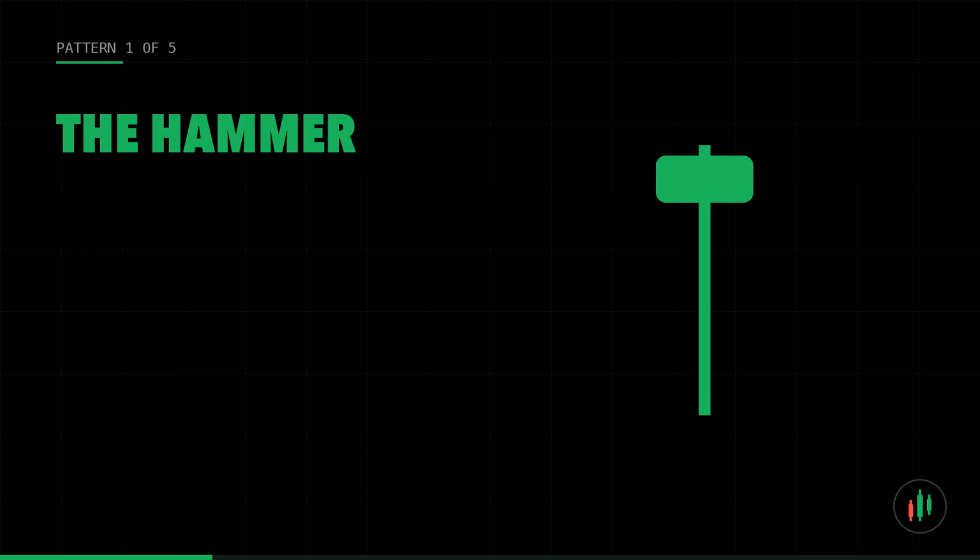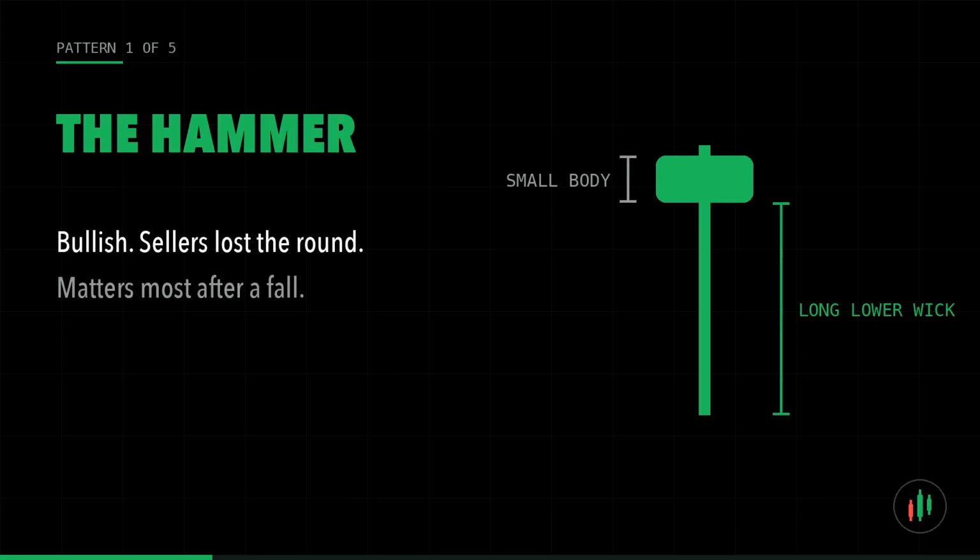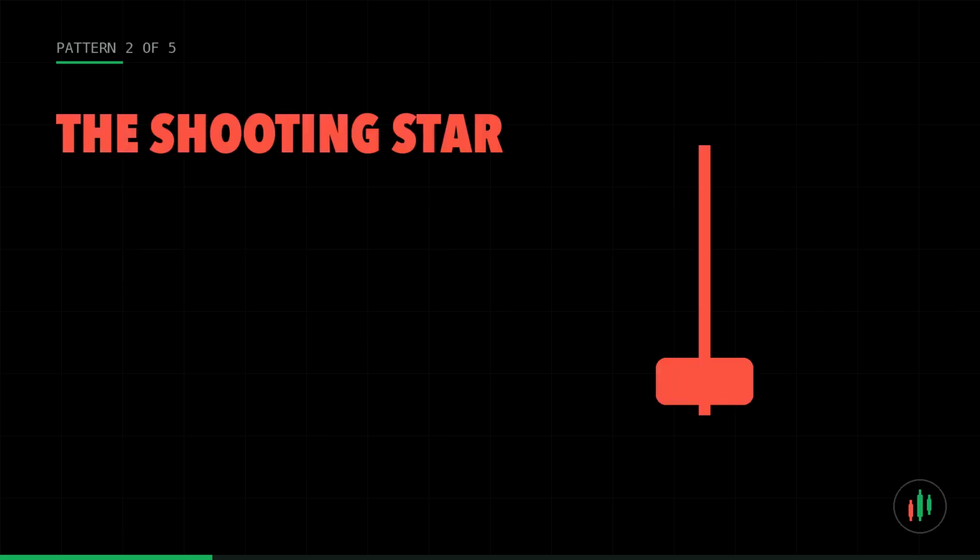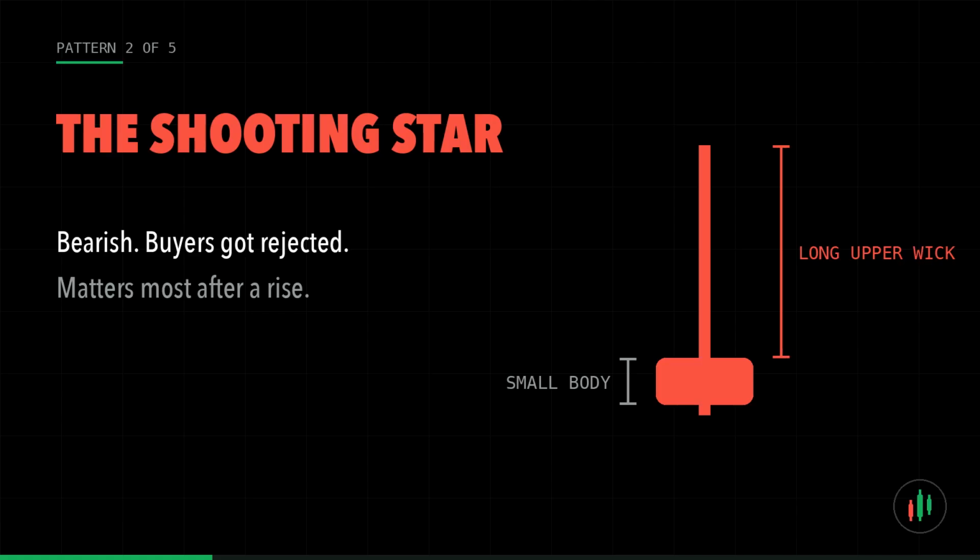The hammer. A small body sitting near the top and a lower wick at least twice the size of that body. During the candle, sellers dragged price a long way down and buyers bought all of it back before the close. That is a bullish signal, and it matters most after a fall. Pattern 2 is the same shape flipped, the shooting star. Small body near the bottom, long wick sticking up. Buyers pushed price higher during the candle, and sellers rejected it completely and drove the close back down near the open. That is a bearish signal, and it matters most after a rise.